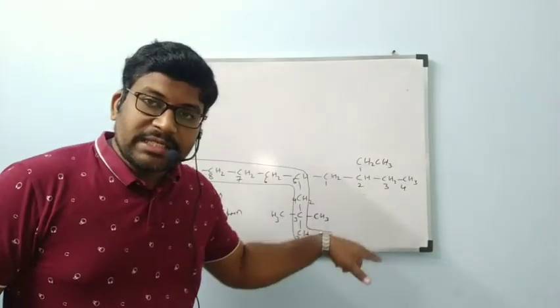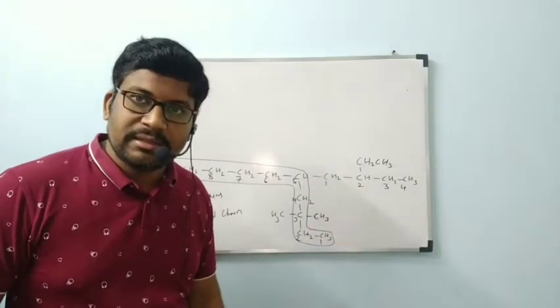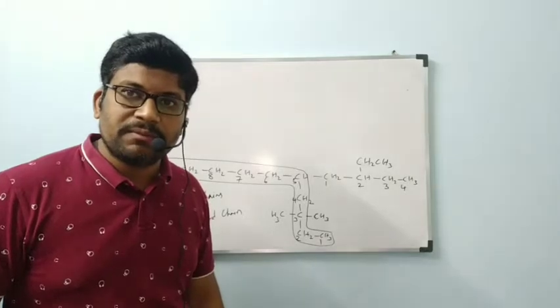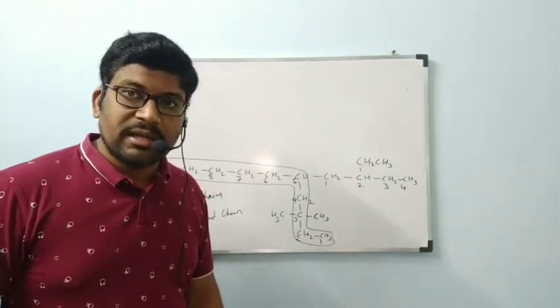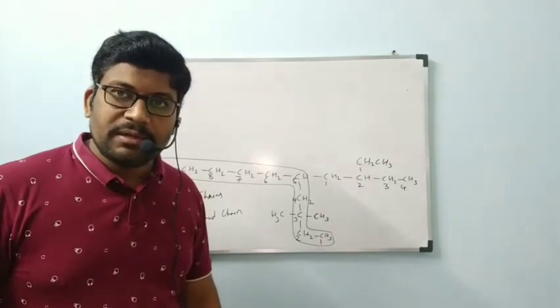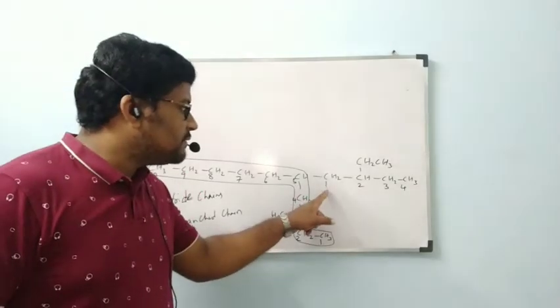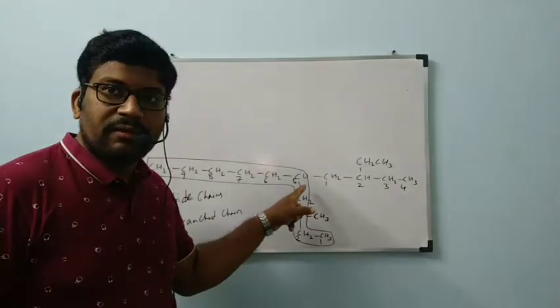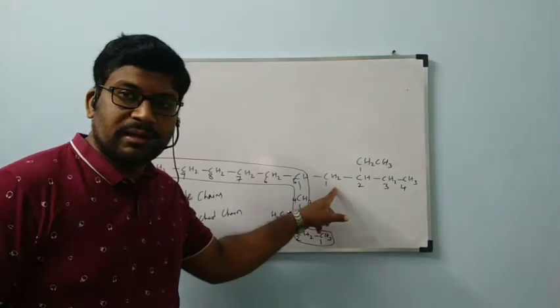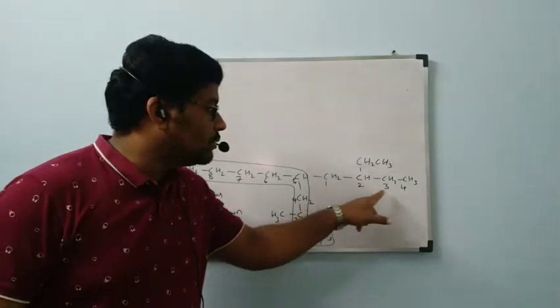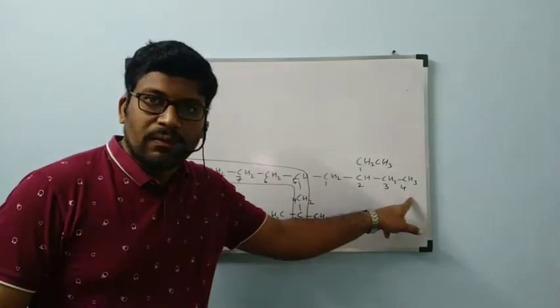Because in the side chain, again a branched chain is there. How to give the name of this compound? After writing the name, once again you will be clear, no problem. See, the carbon which is directly bonded to the parent chain, from that carbon I started giving numbering: 1, 2, 3, 4.